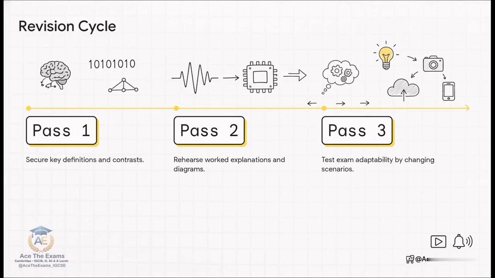Students who implement these computer science strategies see an average improvement of 2 full grade boundaries, but that only happens if they practice consistently with our weekly content.